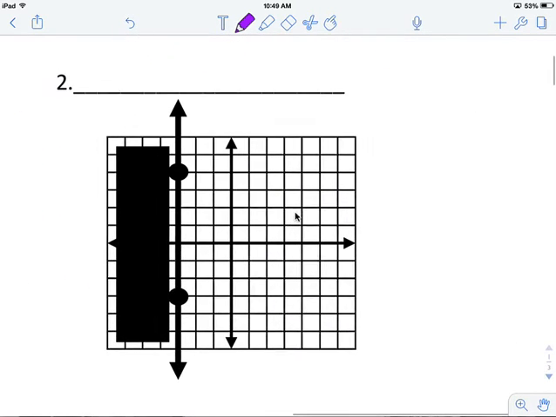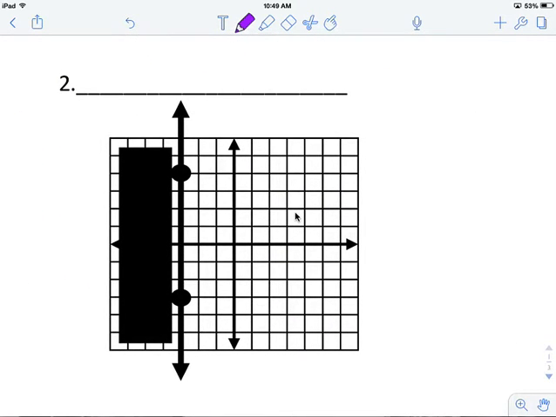My next example is also an inequality, but this is an undefined line. Remember, undefined, that's the slope of a vertical line. So my slope is undefined. When that happens, your answer is going to look different from usual. Instead of using y, we are going to use x.